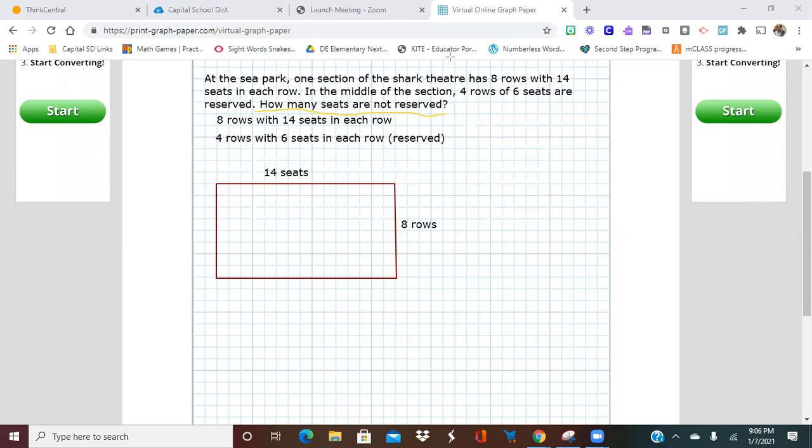Now, inside that theater is a section that is reserved. The section that is reserved is 4 rows with 6 seats in each row. So I'm just going to draw in the middle my 6 seats and 4 rows. Anywhere in the middle, and it doesn't have to be perfect. Remember, this is just a sketch. And again, I'm still going to label it. So this is my 4 rows and my 6 seats. This is a section that is reserved.